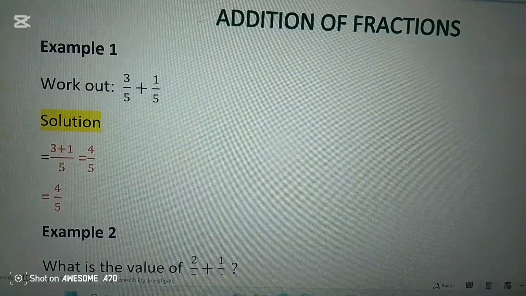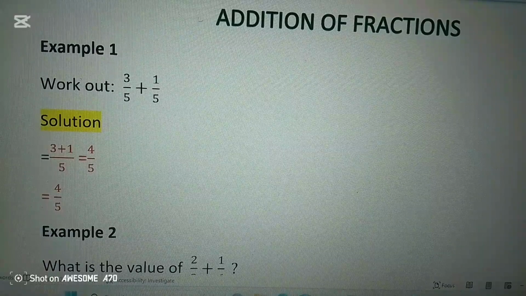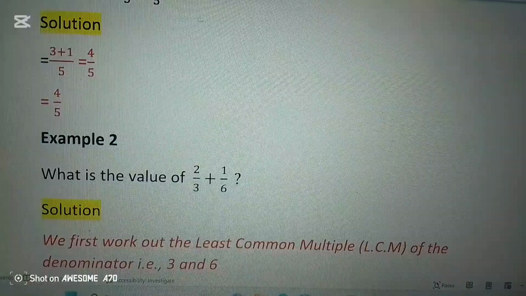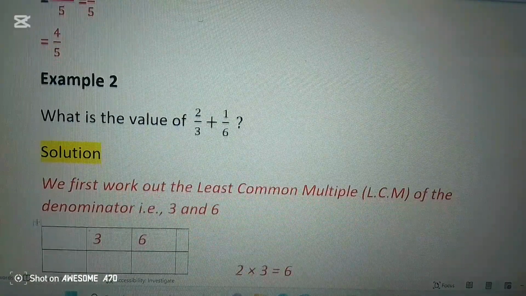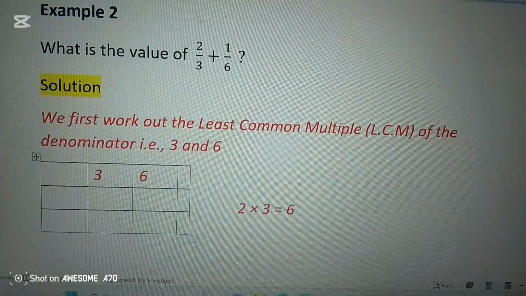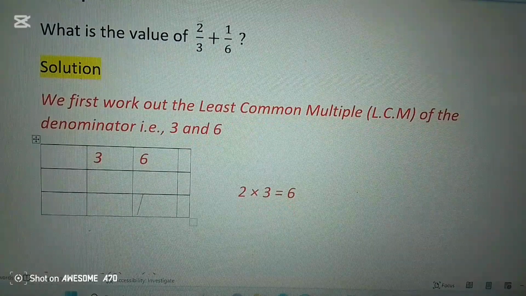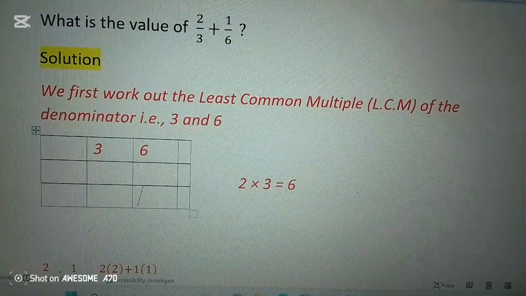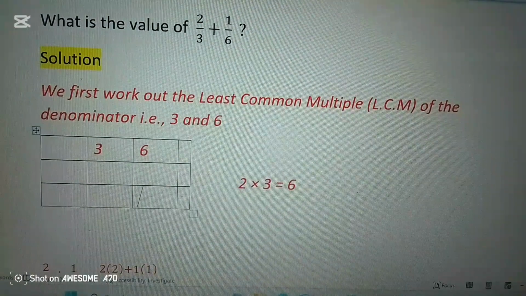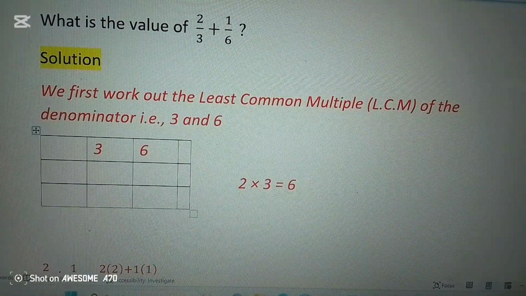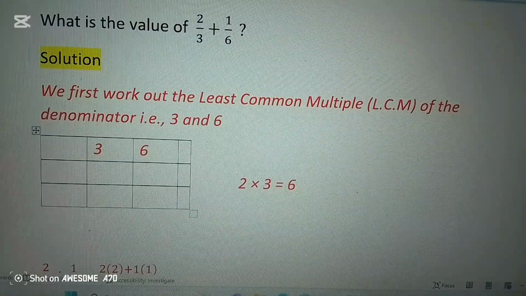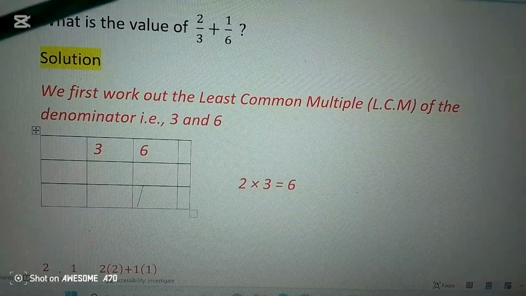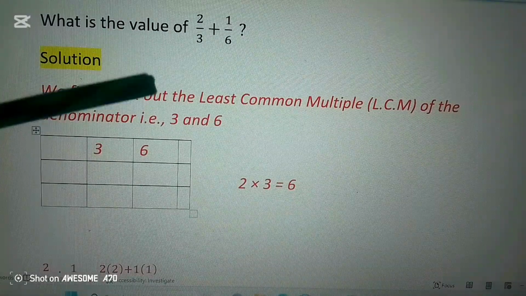So we are going to example 2, which is our major in grade 6. Here is where grade 6 is right now. I think the first one was for grade 5, just for reminding ourselves what fractions are. Example 2 states: what is the value of 2 over 3 plus 1 over 6?